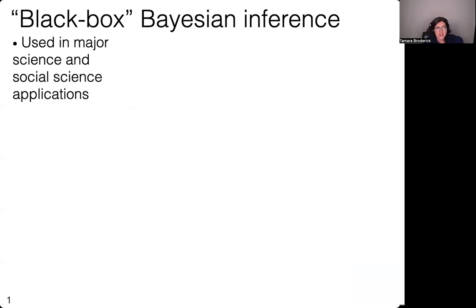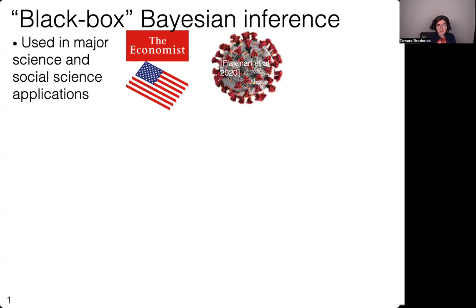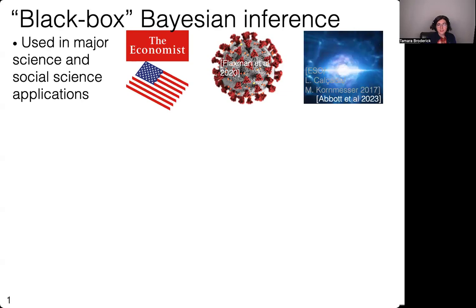Okay, so at a high level, today we're talking about black box Bayesian inference. Amazingly, it's already been used in a ton of super awesome applications in science and social science. Just as a small taste, this includes the US election predictions from The Economist in both 2020 and 2024. It includes many of the most influential COVID-19 papers, and it includes a lot of fundamental science related to, for instance, the first observation of gravitational waves and analysis of that data.